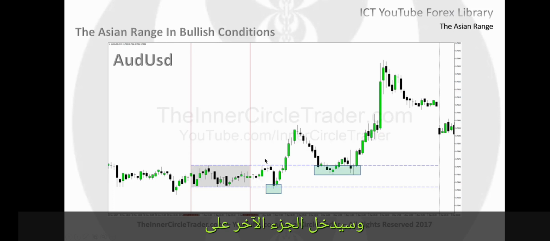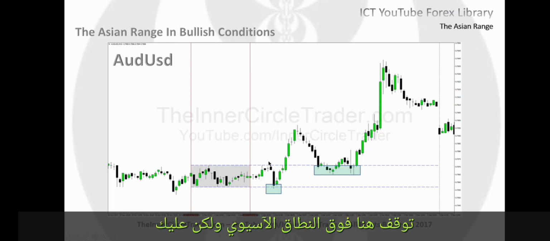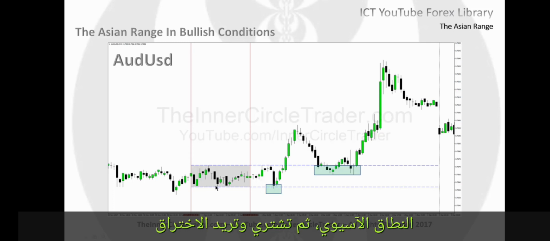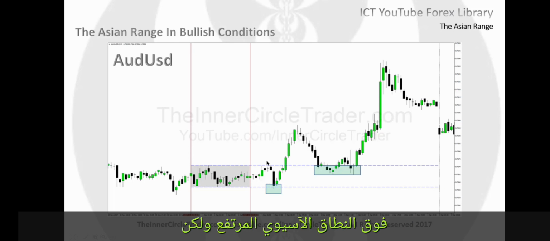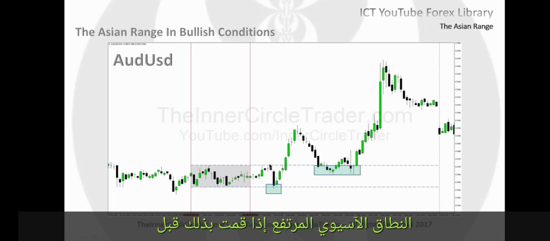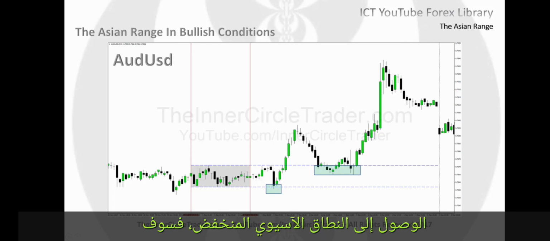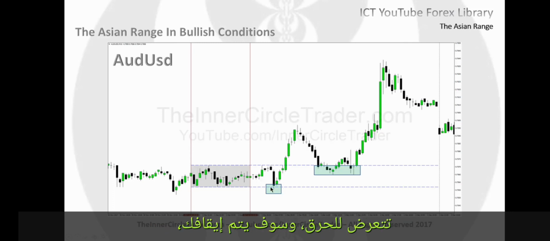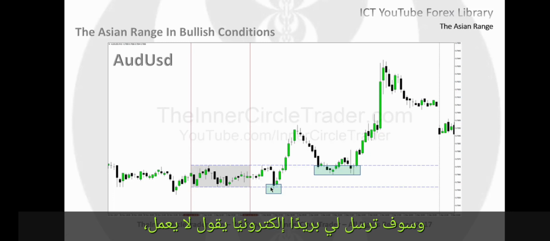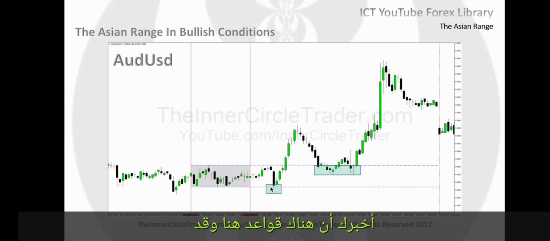The other portion would be entering on a stop here above the Asian range, but you have to sit up and wait for price to drop down below the Asian range. Then you buy on a break above the Asian range high. But the conditions have to be bullish, and we have to first see the Asian range low break. Then a buy stop can be placed at the Asian range high. If you do this before the Asian range low is taken, you will get burned. You will get stopped out. You will send me email saying it doesn't work. I'm telling you, there are rules here, and I just gave them to you. Rewind the video and listen to it again. It's very clear.